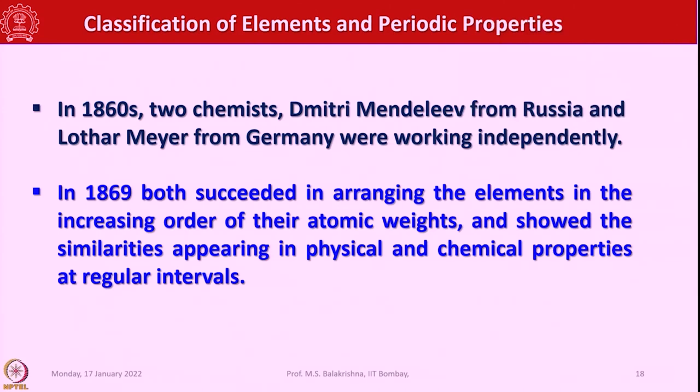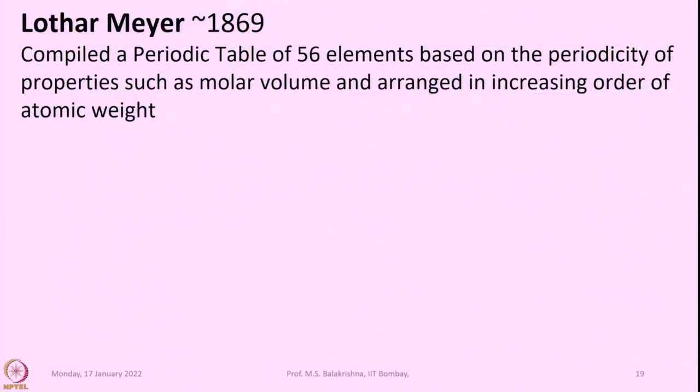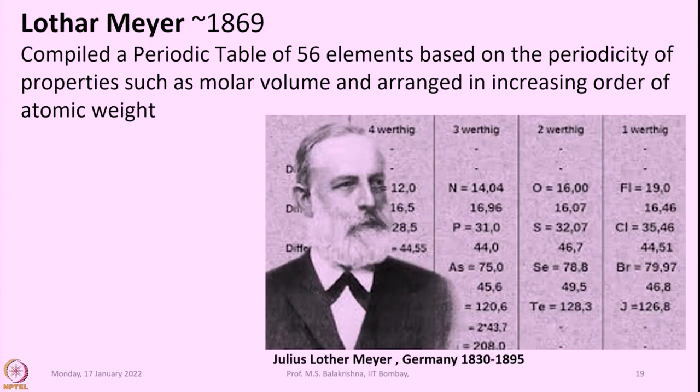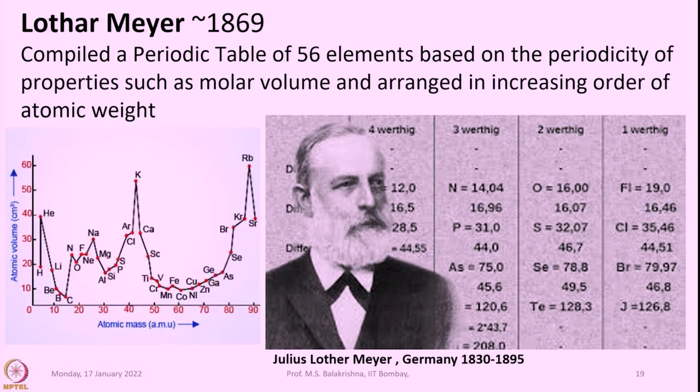Around 1869, Lothar Meyer compiled a periodic table of 56 elements based on the periodicity of properties such as molar volume and arranged in increasing order of their atomic weight. This is Julius Lothar Meyer's plot. You can see it in some of the old textbooks, and also the NCERT book shows this plot. And he also showed the relative trends in atomic mass, and this is called the Lothar Meyer plot. This also you can see in textbooks.